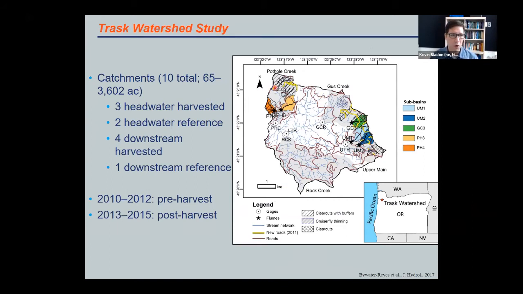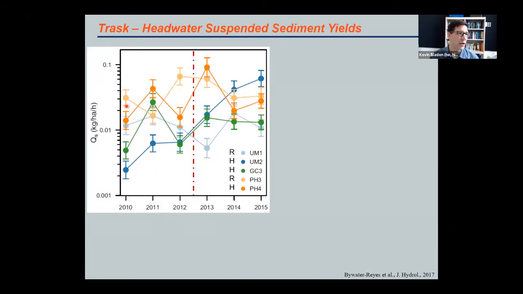Another study here, the Trask watershed study, also a recent study. We had multiple small catchments. There was an attempt to scale. Unfortunately, it doesn't relate to the sediment here, but we have some of that for some of the other parameters. So here, looking at our data, on the y-axis is suspended sediment. The light blue and this cream color are our reference watershed suspended sediment. This dark green and dark blue are the harvested watersheds, as well as the orange, and this red line is the harvested period. And so we see with all of these an increase in sediment after harvesting.